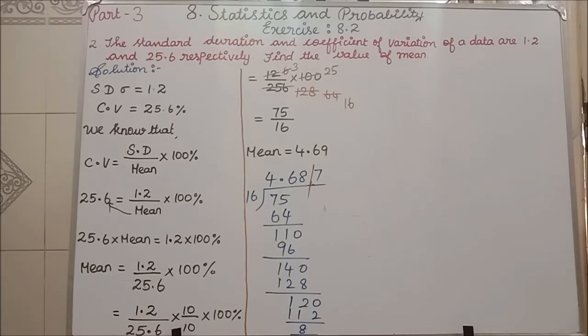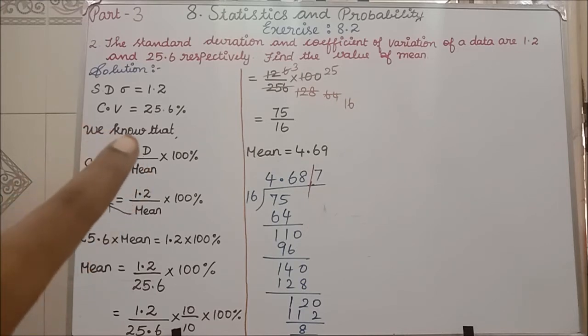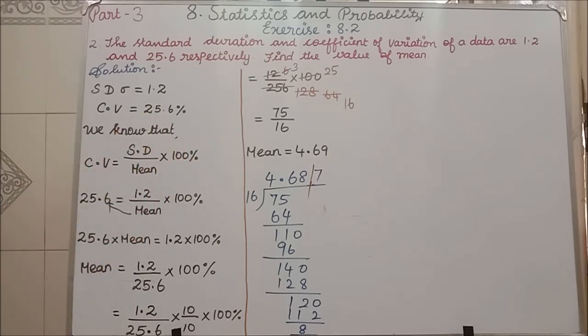The standard deviation and coefficient of variation of your data are 1.2 and 25.6 respectively, they have given. Which means standard deviation value sigma is equal to 1.2. Then coefficient of variation is equal to 25.6 percentage I have written. Why have I written percentage, are you able to understand? Because coefficient of variation is usually expressed in terms of percentage. So I have written percentage there.